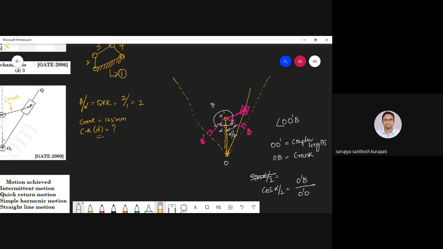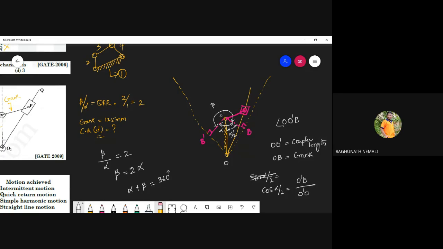Now from this equation, beta by alpha is equal to 2. Can you find beta with respect to alpha? So beta is equal to twice alpha. What is alpha plus beta? Alpha plus beta is equal to 360 degrees, right?